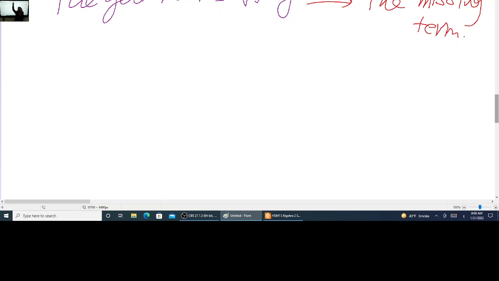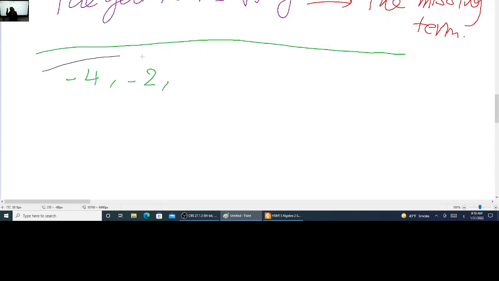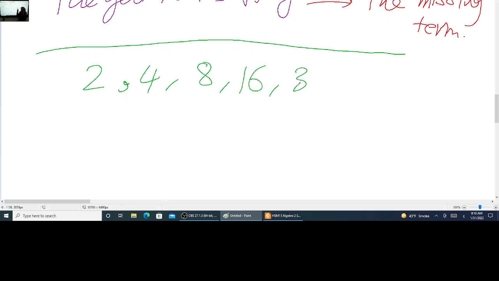Okay, let's do an example. If we have a sequence starting with 2, then 4, 8, 16, 32, and so on. This is a geometric sequence.